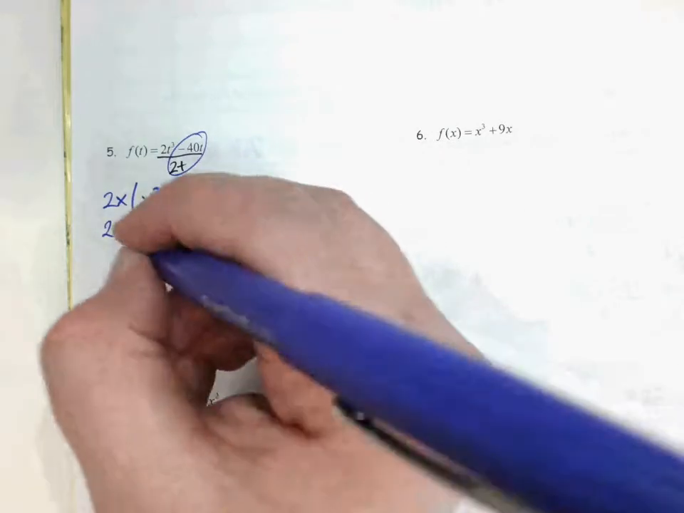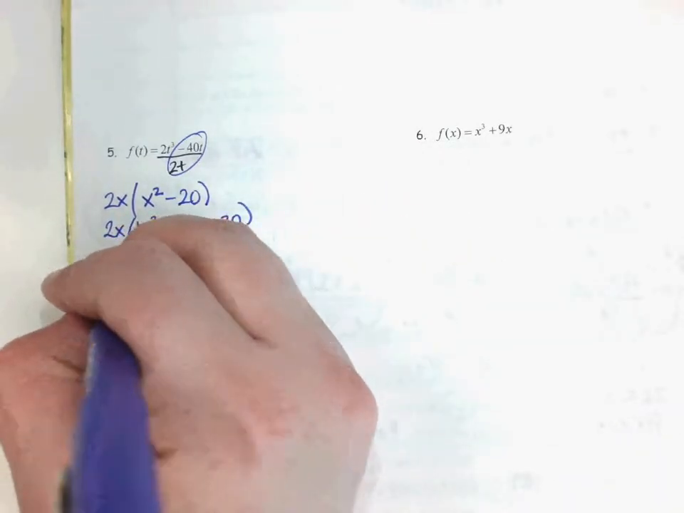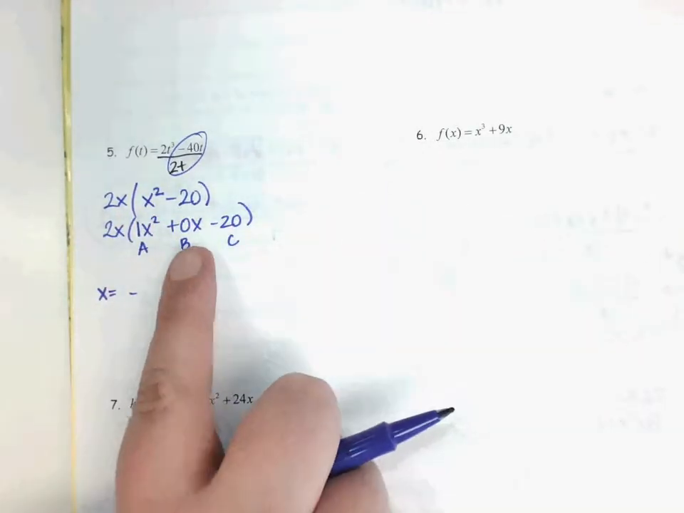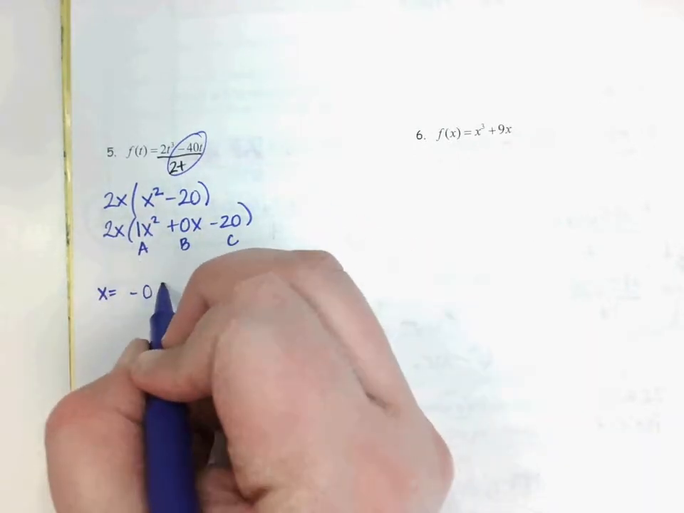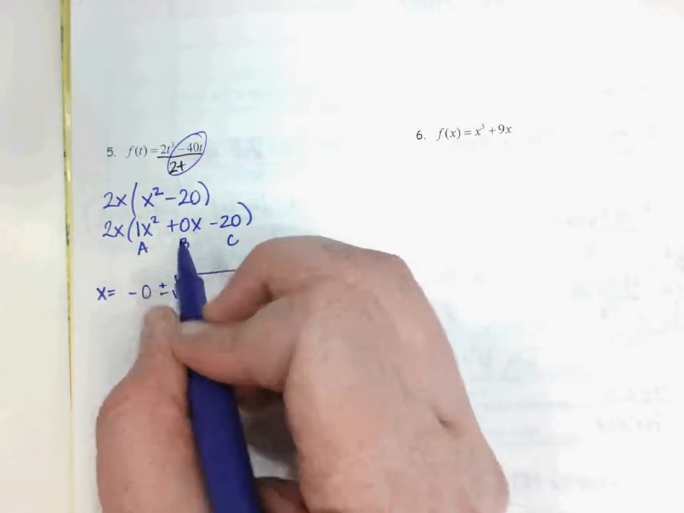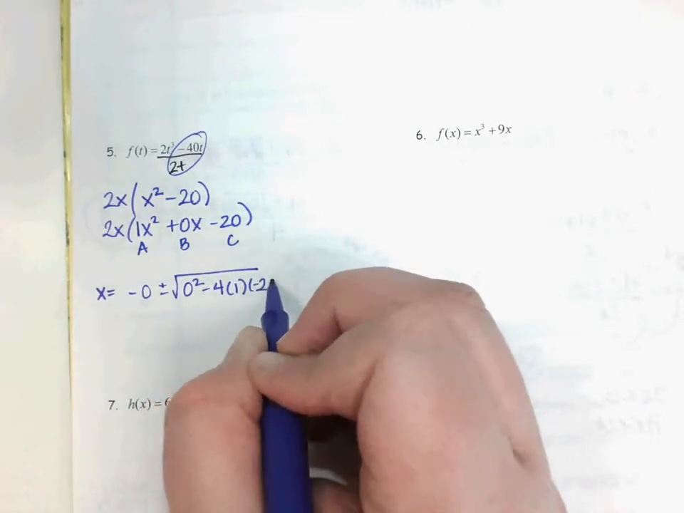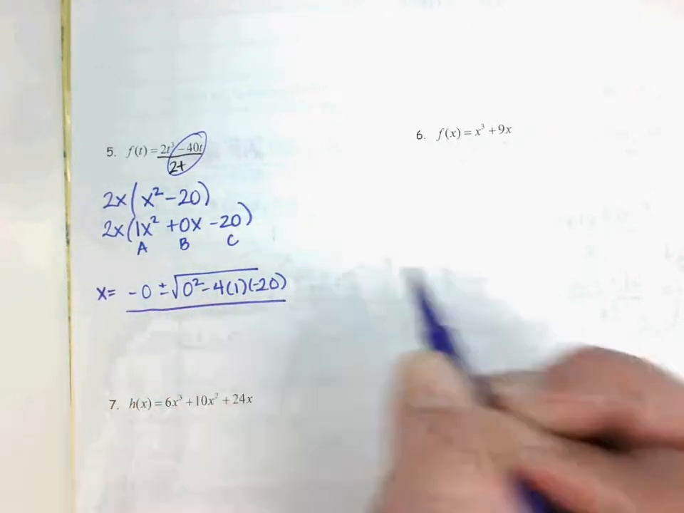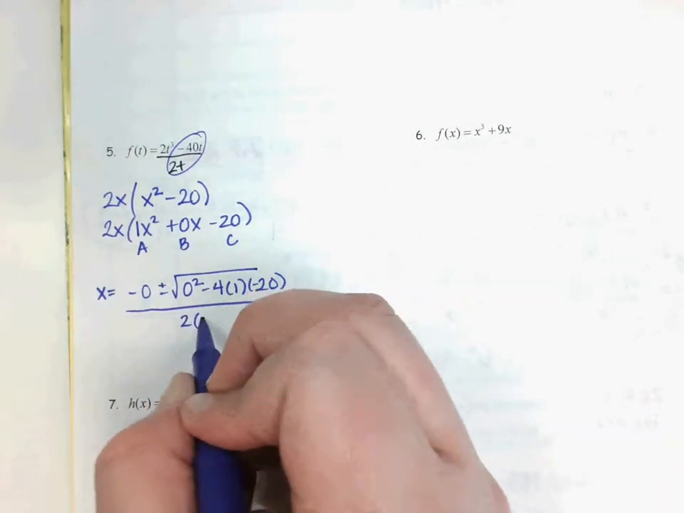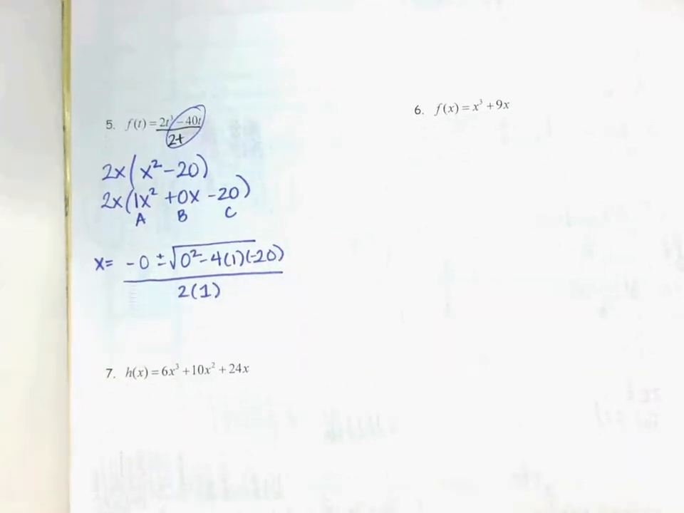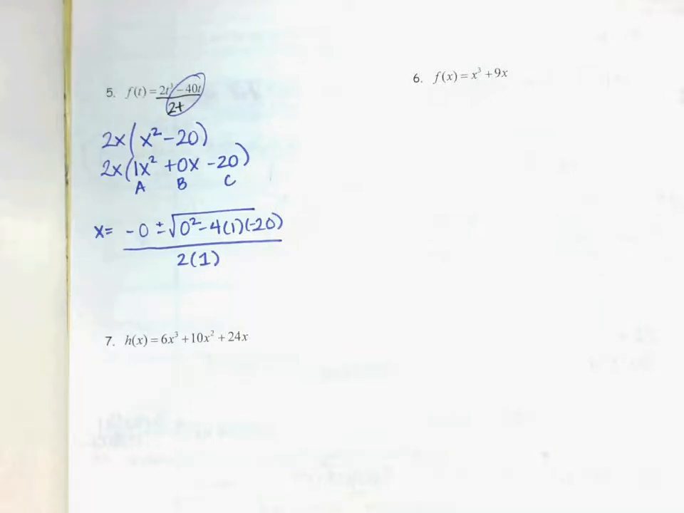A 1. So I'm going to do x equals negative b, what's my b though? 0, plus or minus the square root of b squared minus 4 times a times c, and then all divided by 2a, and a was a 1. Now, 0 squared is going to just basically cross out in there. What is negative 4 times 1?